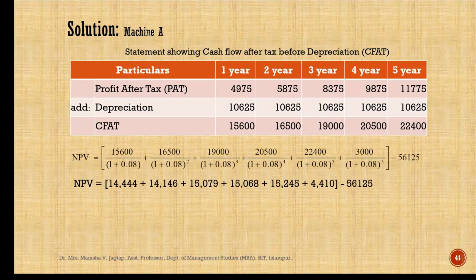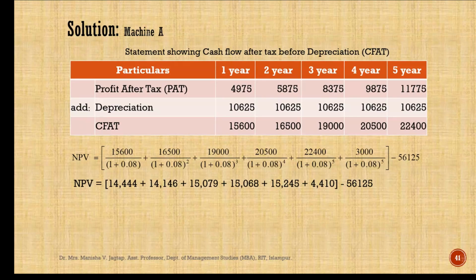Now here they have given 8% cost of capital. In the earlier example, they gave us a table with information concerned with the discount factor. But here there is no information concerned with the discount factor. We only have the cost of capital rate, that is 8%. So we will apply our formula of NPV and calculate the net present value of machine A.